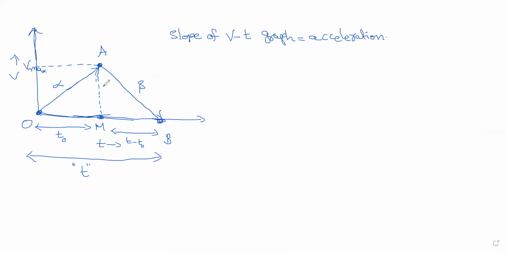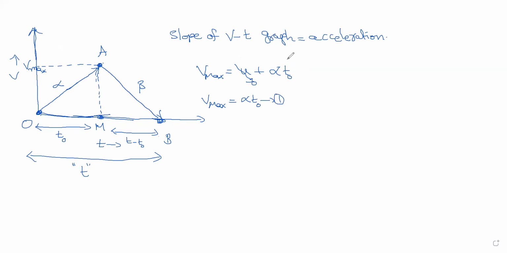It started from rest, so we can use the equation V is equal to U plus AT. Initially it reached the maximum velocity. Vmax is equal to U plus AT, where A is alpha and T is T naught. But it started from rest, U is 0, so Vmax is alpha T naught. This is part 1.